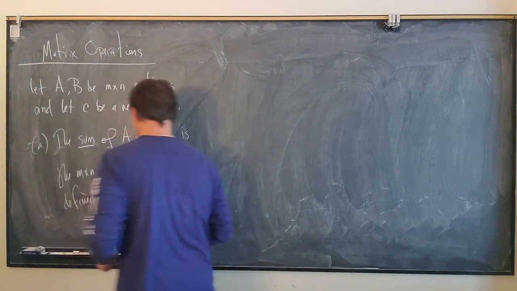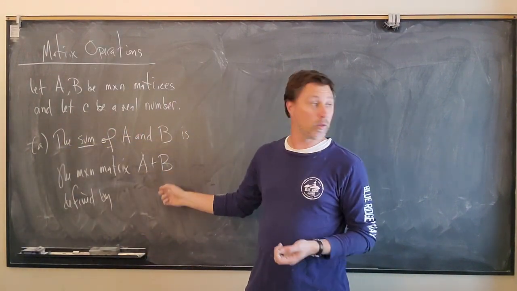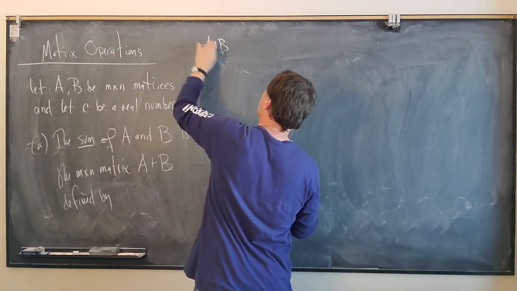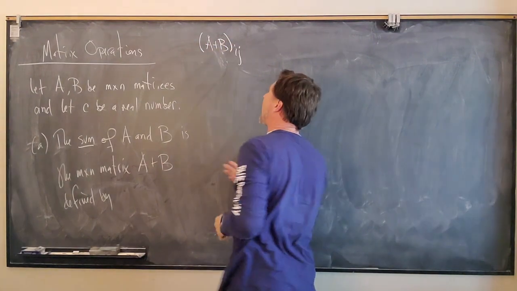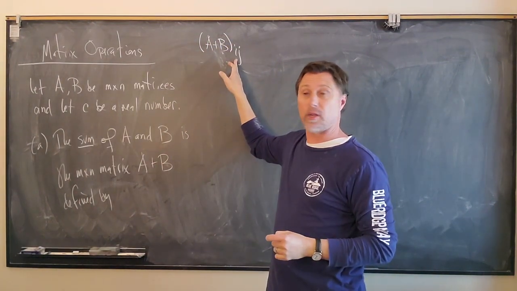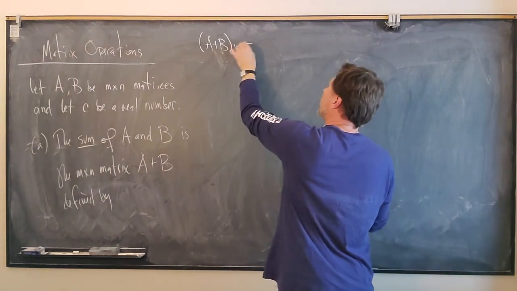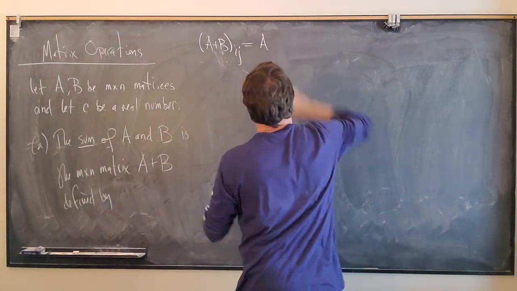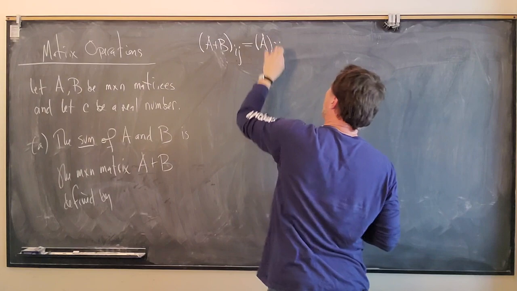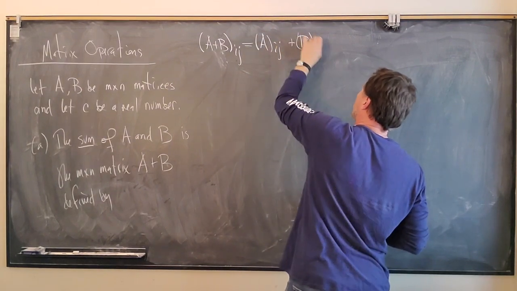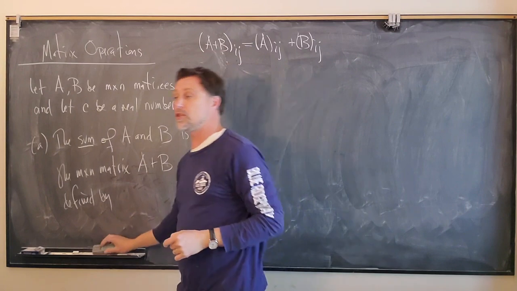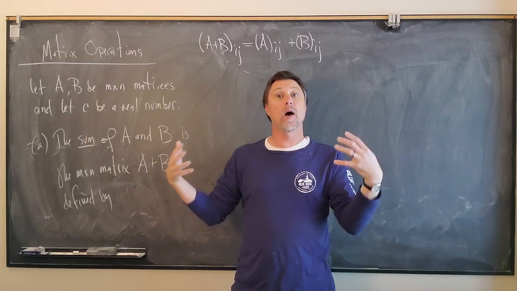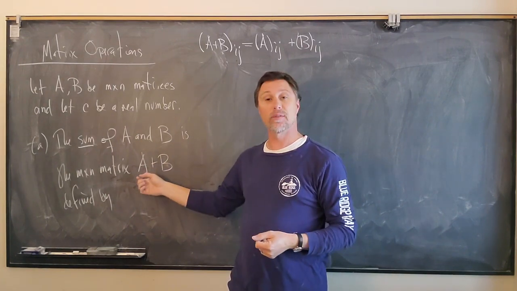So now, what do I need to do to tell you who this matrix is? I need to tell you who their entries are, right? So it's defined by (A plus B) sub ij. So I want to tell you who the ijth entry of A plus B is, and it's done in exactly the way you'd expect. It's A sub ij plus B sub ij. So what is that telling you to do? Add the ijth entry of A to the ijth entry of B. Put those together. That is the ijth entry of this new matrix A plus B.